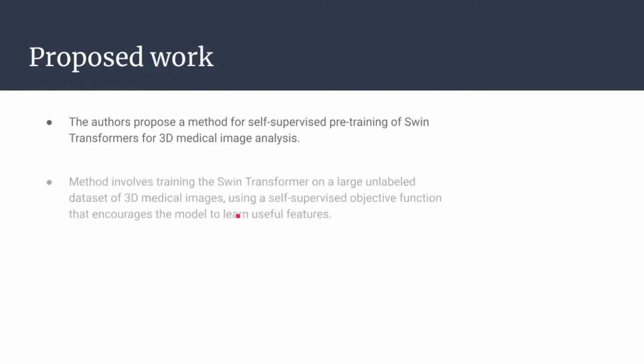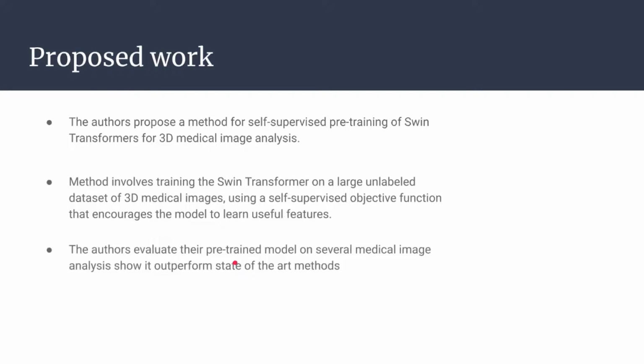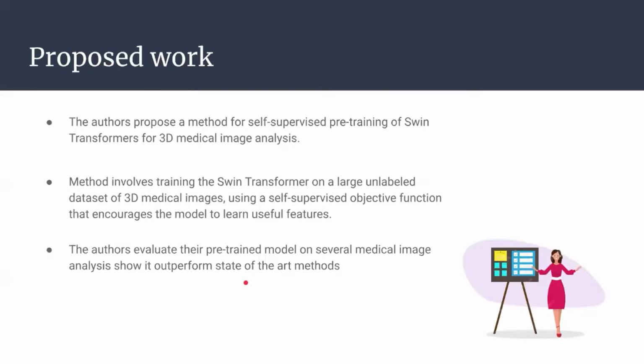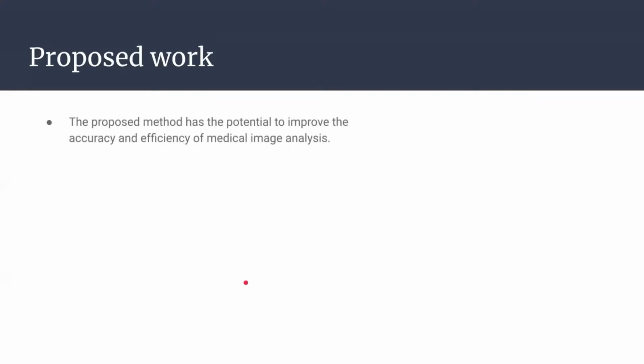So, proposed work. This is the paper in brief. The authors propose a method for self-supervised pre-training of Swin transformers for 3D medical image analysis. The method involves training a Swin transformer on a large unlabeled dataset of 3D medical images using a self-supervised objective function that encourages the model to learn useful features. The authors evaluate their pre-trained model on several medical image analysis tasks and show it outperforms state-of-the-art methods. The proposed method has the potential to improve the accuracy and efficiency of medical image analysis.